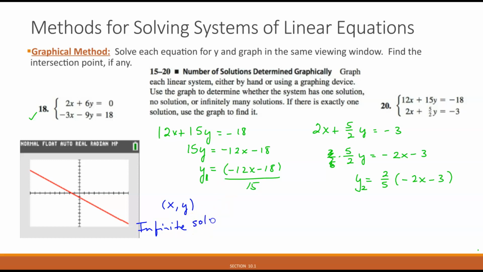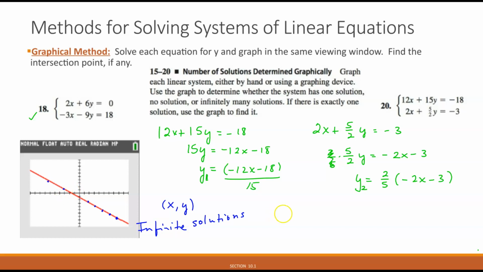Since this is an infinite solution, we still need an ordered pair (x, y). How are we going to get an ordered pair? It's not just one solution, it's many solutions. An infinite number of these are solutions to this system.